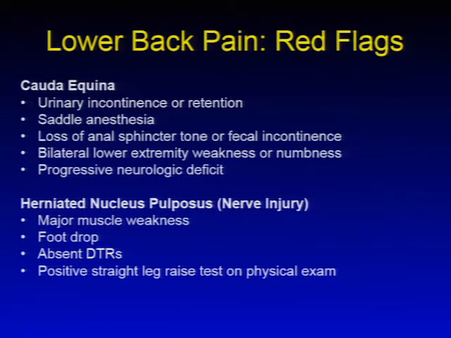A herniated nucleus pulposus or herniated disc can typically cause nerve injury, resulting in major muscle weaknesses, a foot drop, absent DTRs, and is typically seen with a positive straight leg raise test on physical exam.